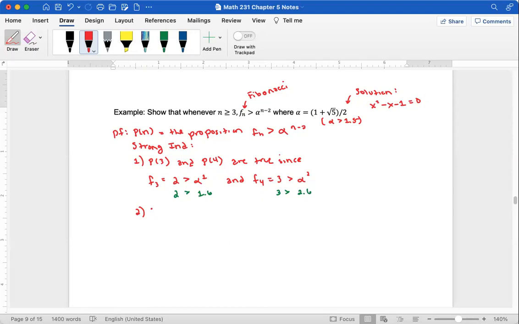Okay, so let's assume, using strong induction, we assume all the previous cases work. So assume P of j is true, namely f sub j is bigger than alpha to the j minus 2 for all integers j that is between 3 and k.